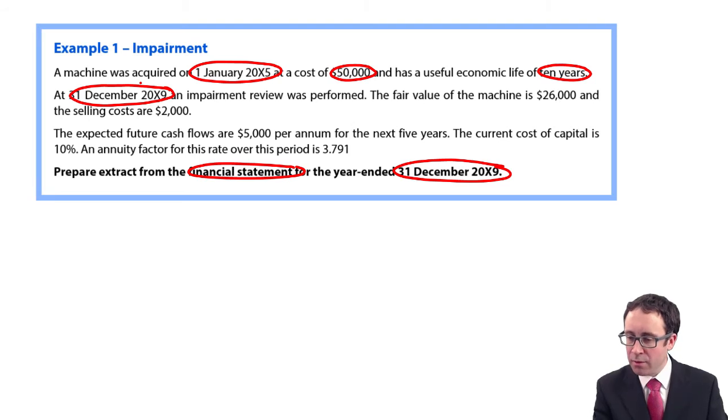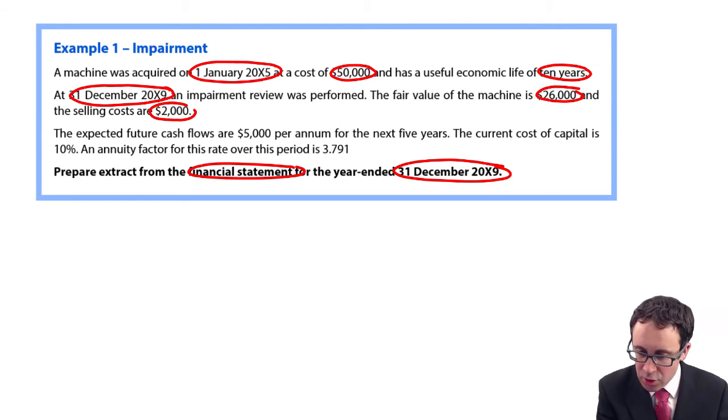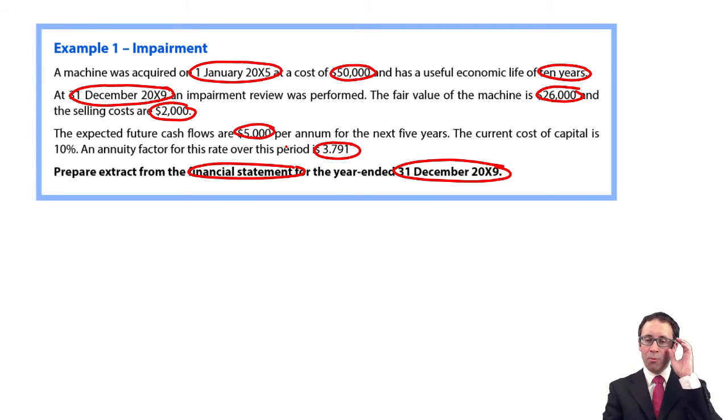We're told the fair value of the machine is 26,000. Cost to sell are 2,000, so we will use that to calculate our fair value less cost to sell. Cash flows are $5,000 for the next 5 years, 10% discount rate, and our annuity factor is there at 3.791.